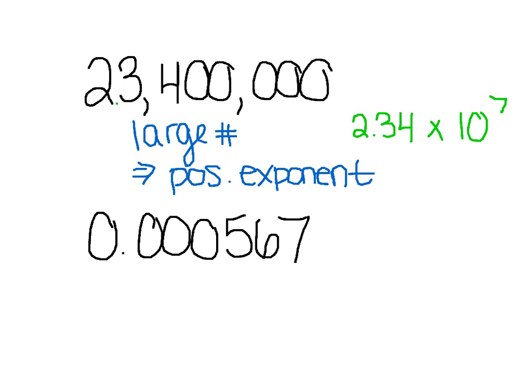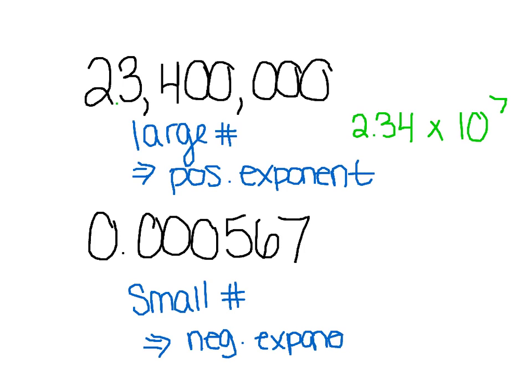Looking at my second example, I see that it's a small number. It's a decimal less than 1. So I know that this is going to be a negative exponent. So my first step, again, find A. I'm looking for a number between 1 and 10. So I have the numbers 567. My new decimal is going to be after the 5. So 5.67 times 10, and as I said before, it's a small number, so it's going to be negative.